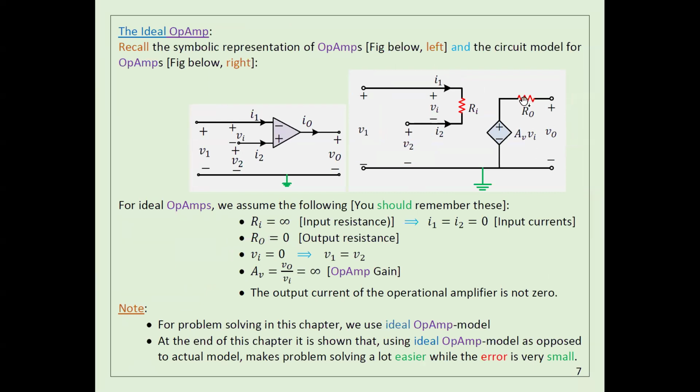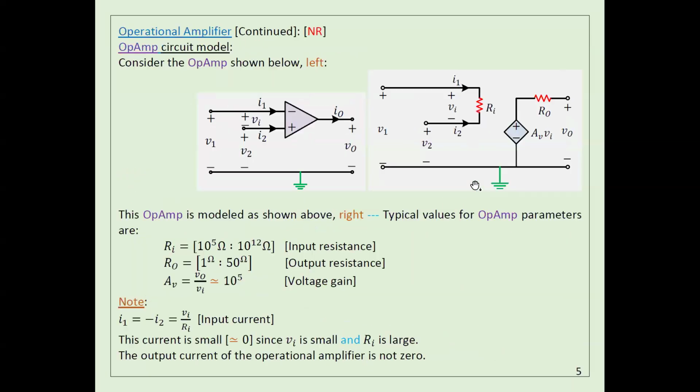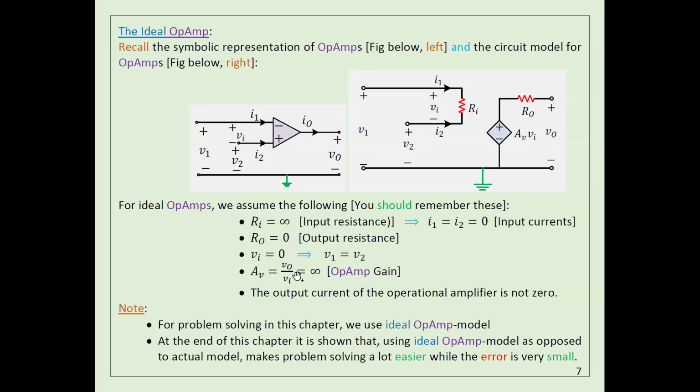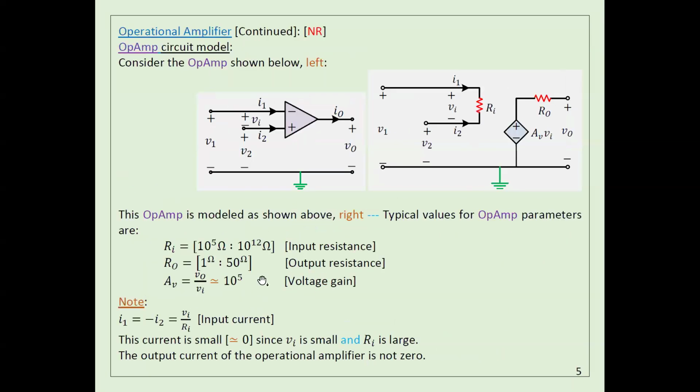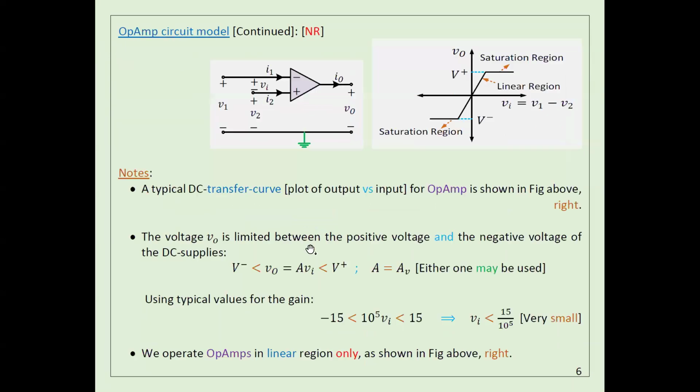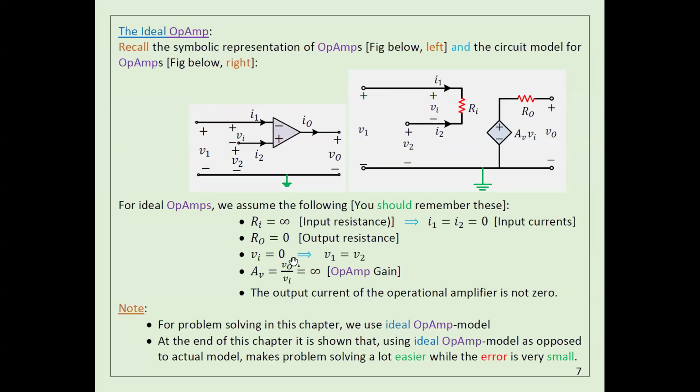Also, I'm going to assume R out is zero. That's okay, because you want this resistance to be small. Practically, it's 1 ohm, a very small value. So 1 ohm or zero, the error is very small. Also, I will assume that the amplification AV is infinity. Practically, it's 10 to the power 5, which is a big number. So I'm going to assume V input equals 0, or V1 equals V2, so the voltage here equals the voltage here. Actually, it's not equal, they are very close. But I'm going to assume it's equal.